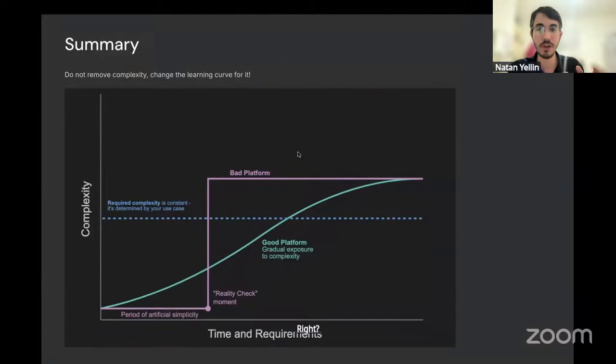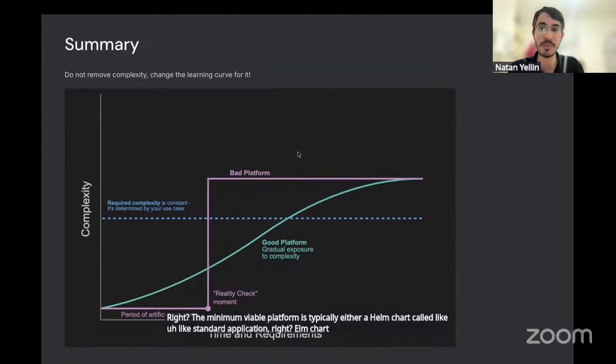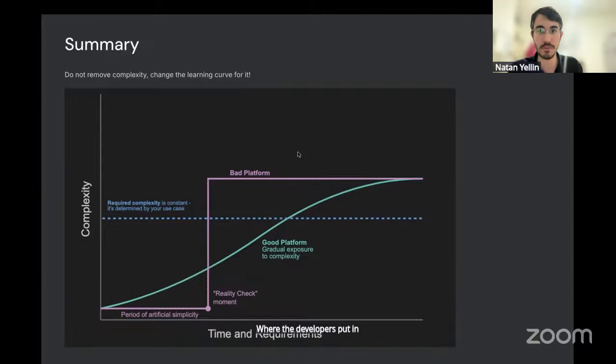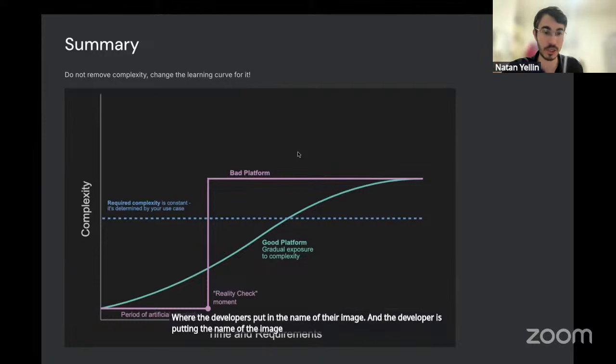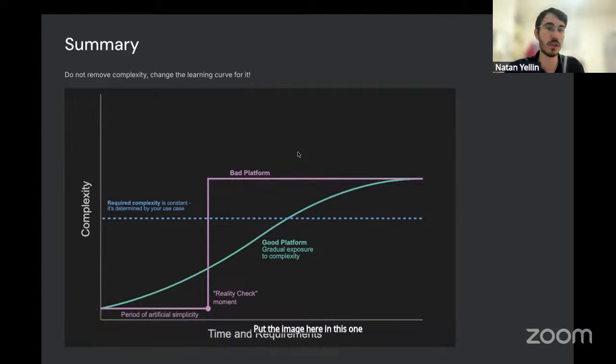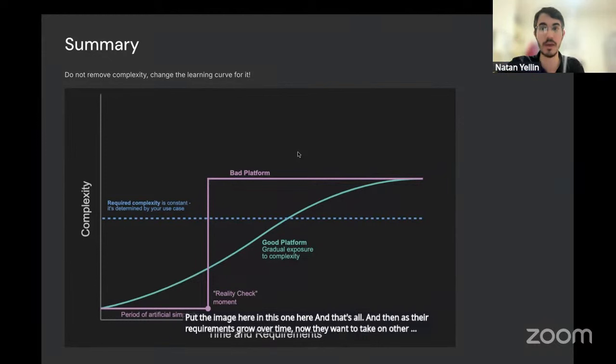The minimum viable platform is typically either a Helm chart called something like standard application, or a customization by overlay where the developers put in the name of their image. The developers put in the name of the image because they know Docker images and you know how to build that. Build this image, put the image here in this one file, and that's all. Then as their requirements grow over time, they want to take on other things and you customize the auto scaling, you do all those other things. You give them more of those hooks, or you let them have the escape hatches to set more and more of those things and override them themselves.